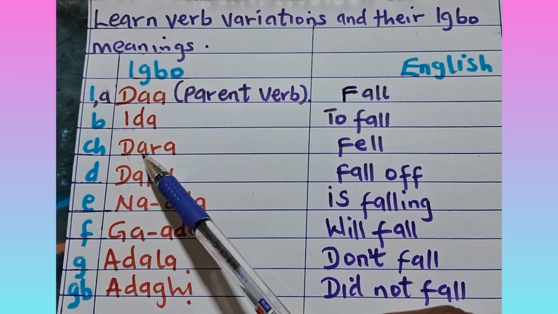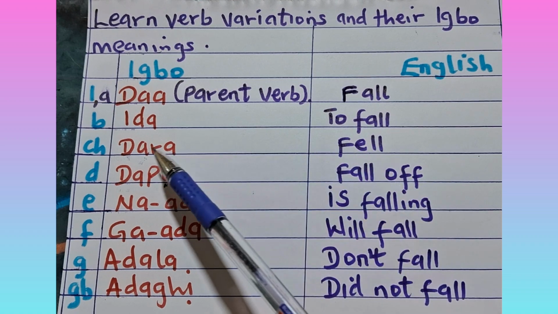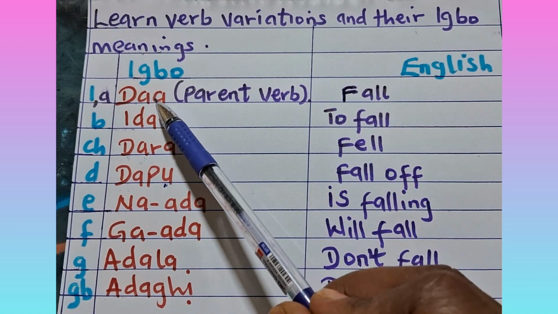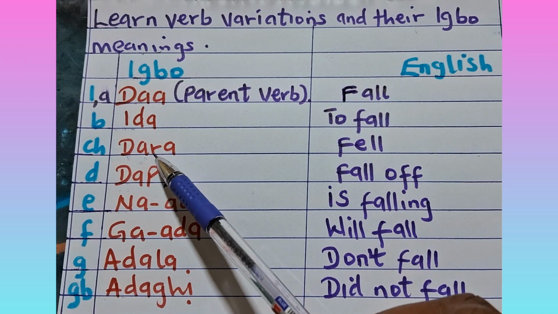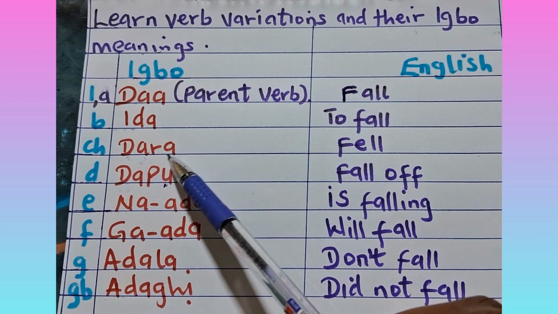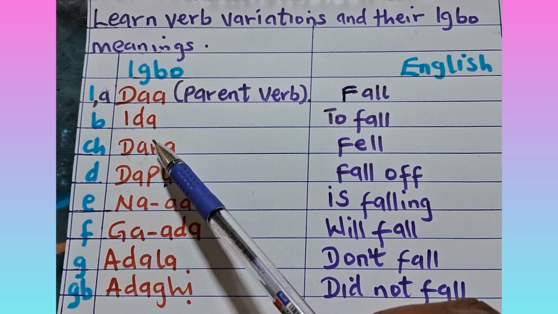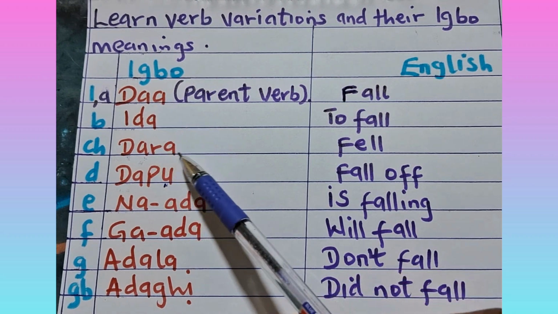Number 3, dara, fell. Dara is the past tense of da. We add the suffixes ra, ra. This is our suffix, mgbakwunye nsonaazụ in Igbo. So we change it from da to dara.